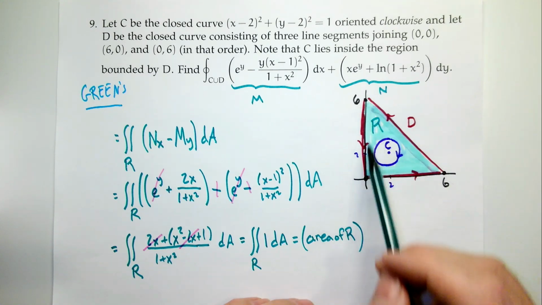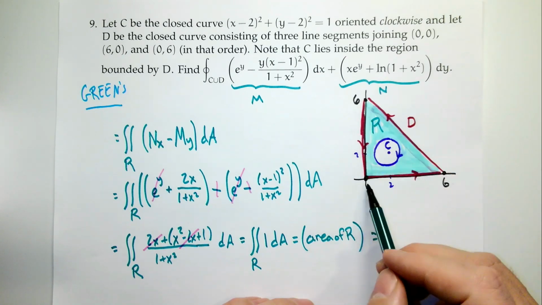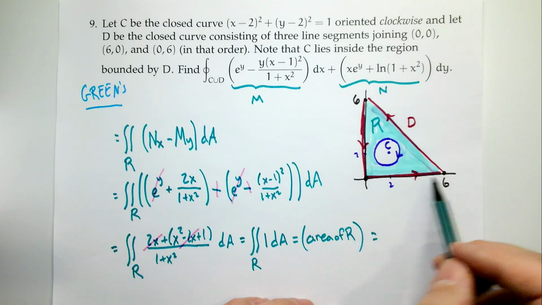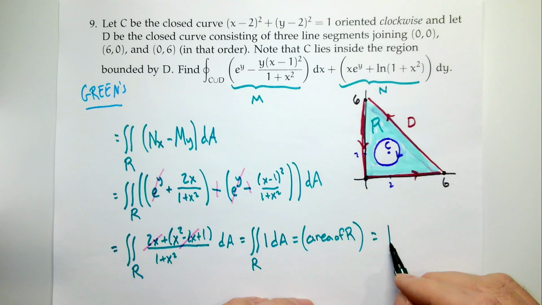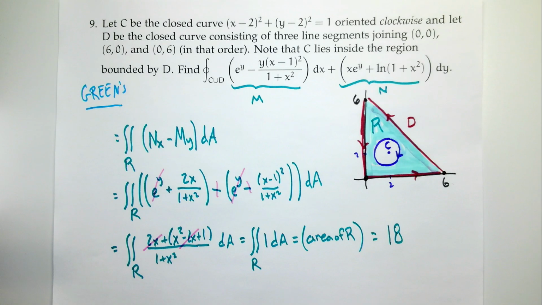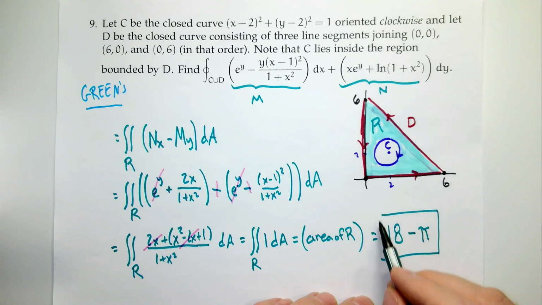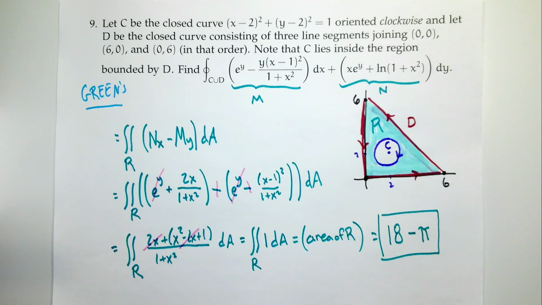Well, it's a triangle, so we think of it as triangle minus the circle. The area of the triangle was 1/2 base times height, so 1/2 of 6 would be 3 times 6 would be 18. This is a unit circle, so the area of a unit circle is pi r squared. So the area of the circle is pi. So big triangle minus the circle, and that is the answer: 18 minus pi. Oh, wow. We should have all questions be Green's theorem questions, because they're some of the funnest questions to do.